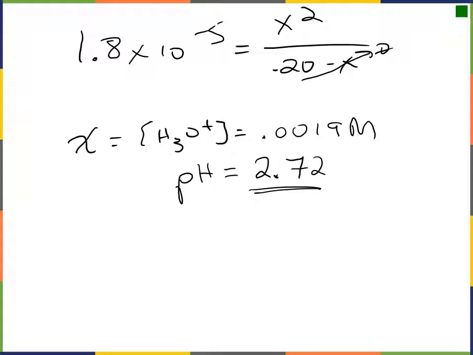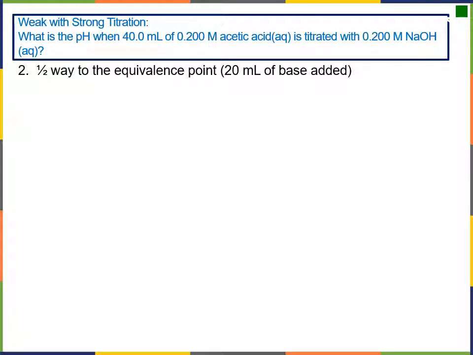All right, next one. Halfway to the equivalence point, we're going to start with the takeaway. Halfway to the equivalence point, pH equals pKa. For any weak titration, this is going to be our equation halfway to the equivalence point. But let's make sure we can do it first. So what are we doing? We are taking and adding sodium hydroxide to a weak acid. Well, we know how to do this.